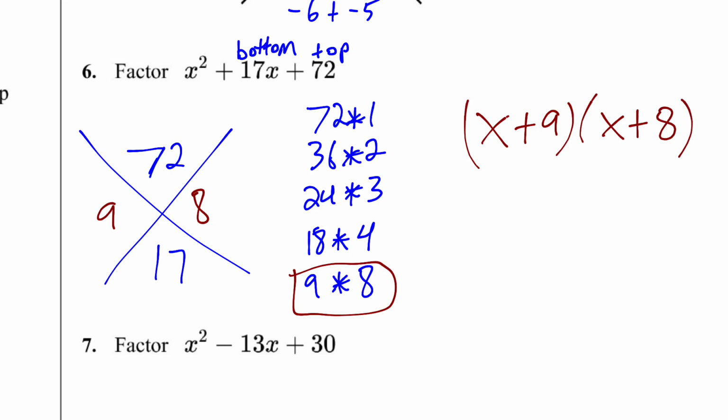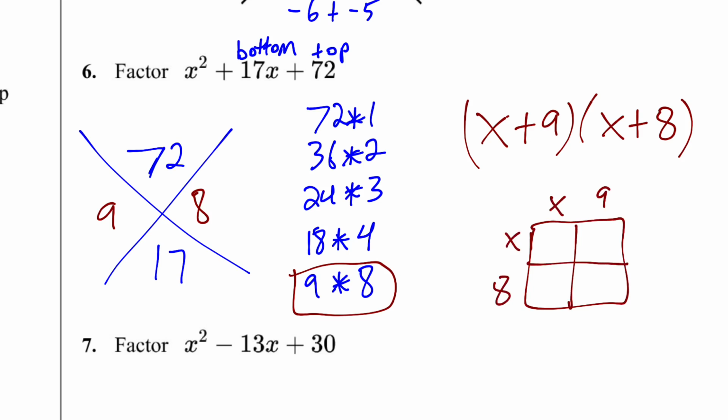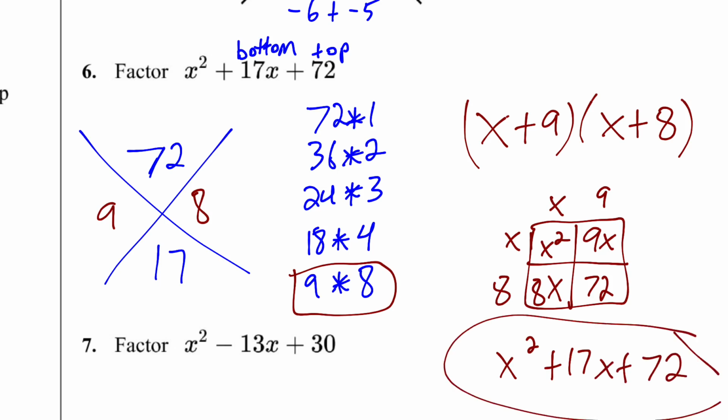So if you think about it, we actually did the opposite of the box method. Because if you were to multiply x and 9 and x and 8, you would end up with x squared plus 17x plus 72, which is back where we started. So factoring is like the opposite of the box method.